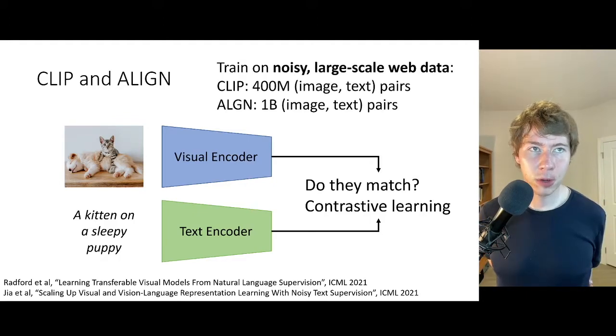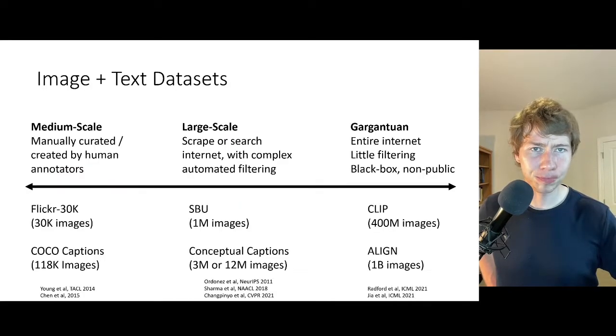The issue with these approaches is that they train on these gargantuan datasets that are extremely noisy, non-public, and not really accessible to anyone else in the community. So CLIP trains on about 400 million image-text pairs, ALIGN trains on about 1 billion image-text pairs, but both of these are private internal datasets, and they offer very little information on exactly what's in those datasets, how they were collected, or what they could be used for.